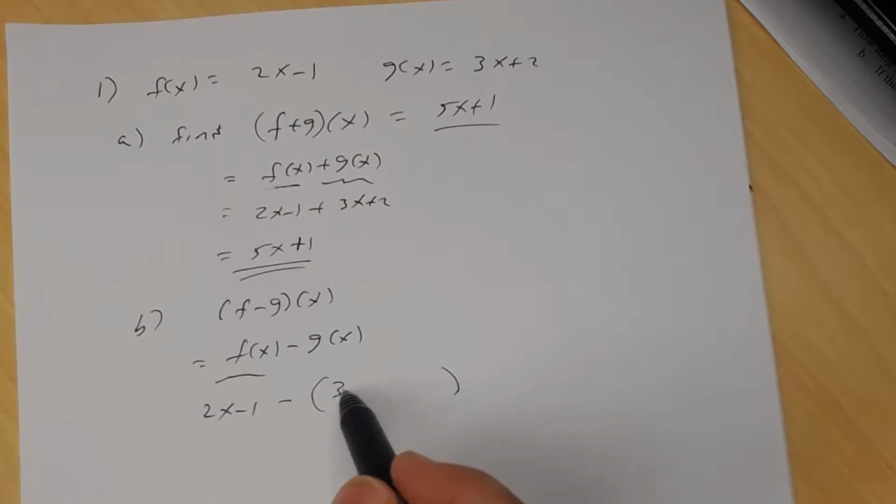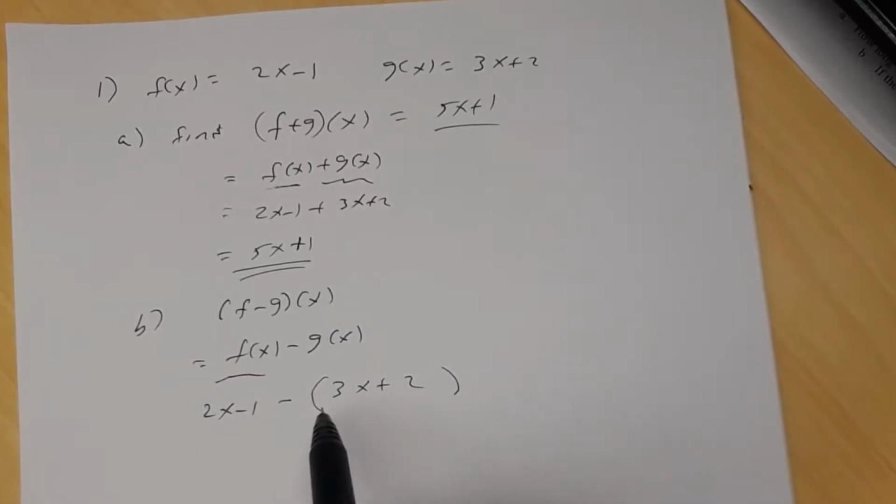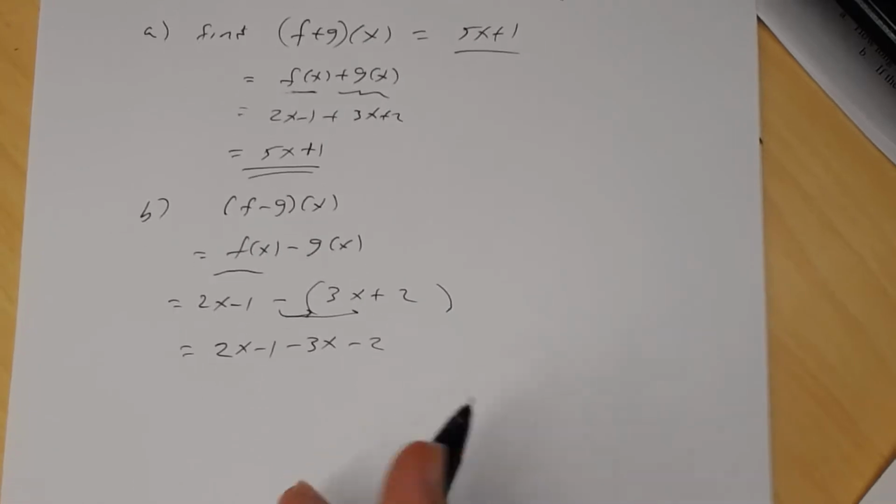All right, so remember, with subtraction you have to be very careful. See, if you did not put parentheses, you would be saying 2x minus 1 minus 3x plus 2, which is incorrect. Because when you distribute the negative 1, that becomes minus 3x and then minus 2. So you do have to be careful.